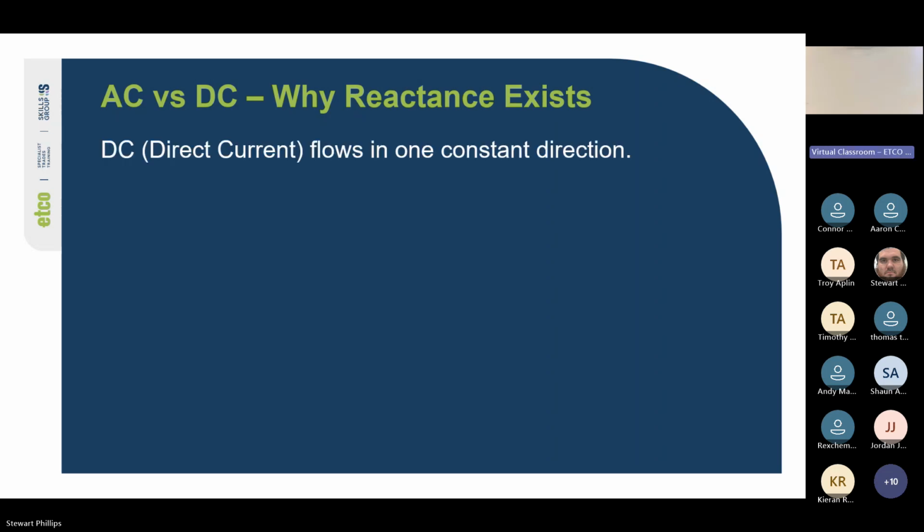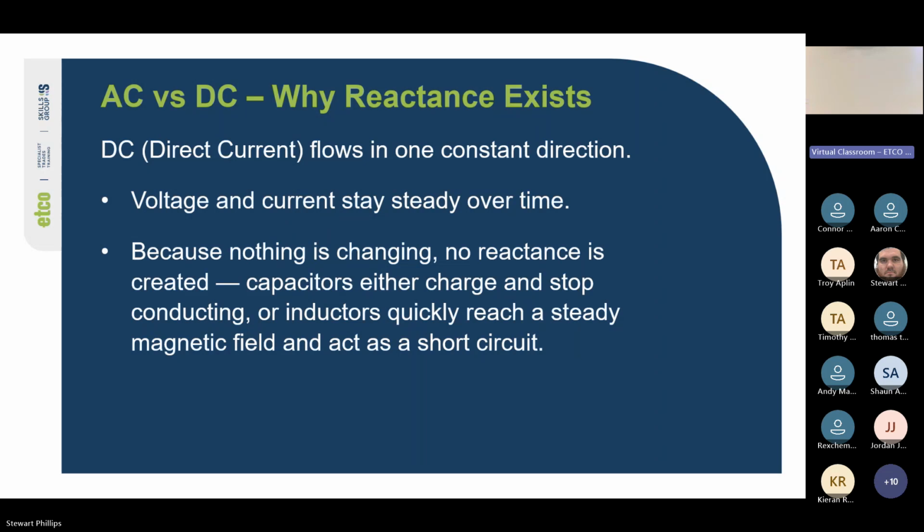So DC flows in one constant direction. So the voltage and current will stay steady over time. Because nothing is changing, no reactance is created. Capacitors either charge and stop conducting, or inductors quickly reach a steady magnetic field and act as a short circuit. So there's very little effect when we have a DC supply.